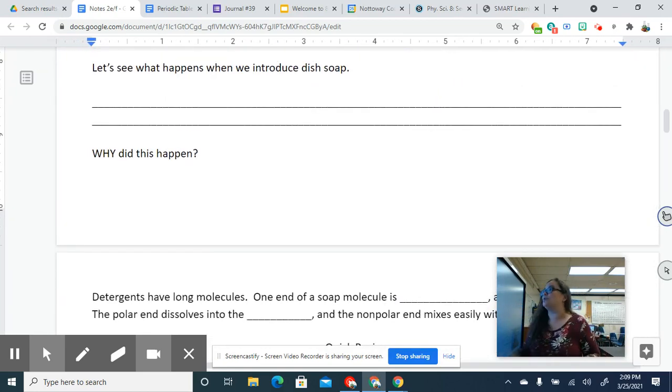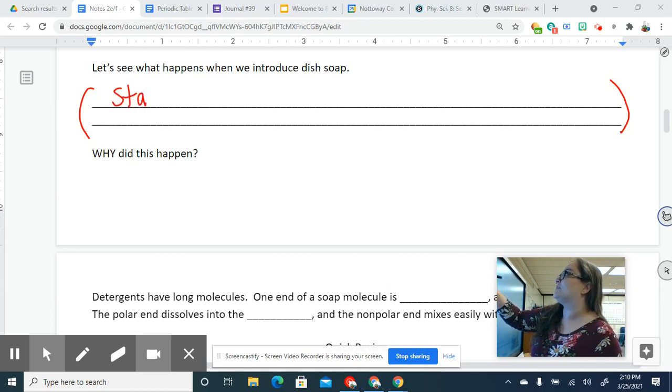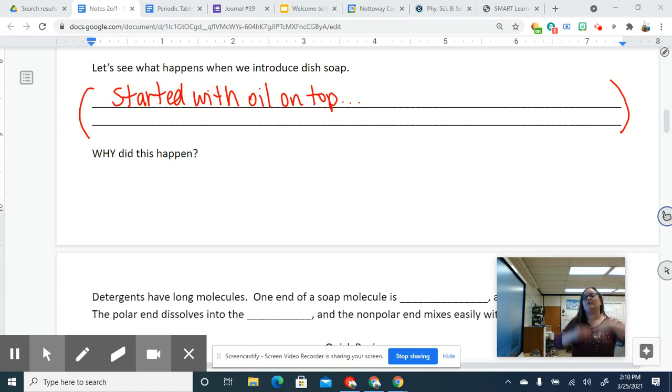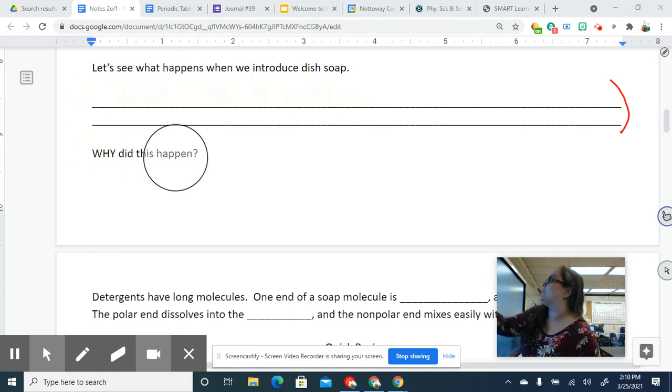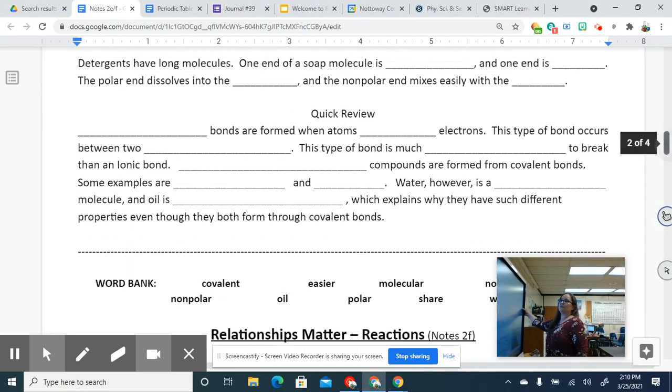Here I want you to describe what happened when we added dish soap. You're going to use your own words, just something about how when we added the dish soap, what happened. So we started with oil on top. I want you to finish. What happened? We started with oil on top, added the dish soap. What happened? Do that in your own words. And then I've also already explained the why. So let's fill in the notes.